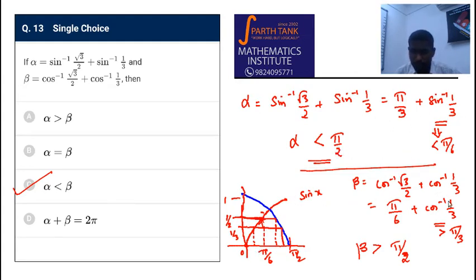But cos inverse of 1 by 2 is pi by 3, 60 degrees. And if this pi by 3 occurs at 1 by 2, then at 1 by 3 it would be greater than pi by 3. So this angle is greater than pi by 3, and so the summation is going to be greater than pi by 2. So that way alpha is less than beta.